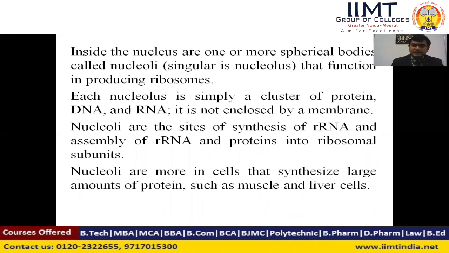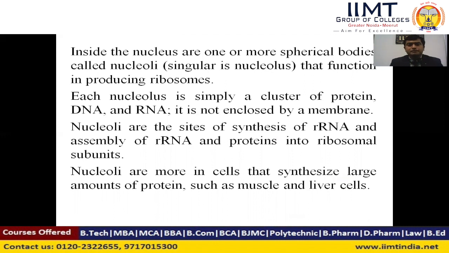They generally synthesize the ribosomal subunits. These ribosomal subunits are synthesized in the nucleolus, and after being synthesized, they are released from the nucleus into the cytoplasm, and in the cytoplasm they unite together to form a ribosome, right? These ribosomal subunits individually exit from the nucleus.